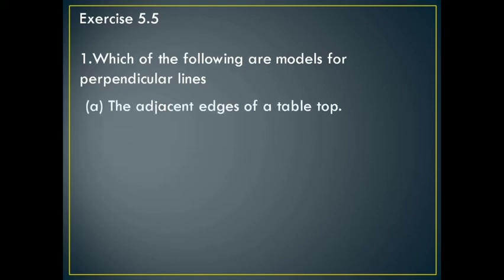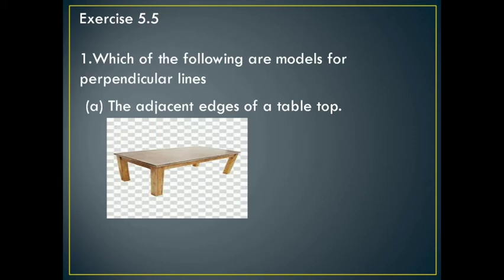A. The adjacent edges of a table top. Now dear students, look at this table. You can see this. Adjacent means what? Adjacent means nearby. These two edges are nearby, which are joined at one point. And at this point, you can see it is making a right angle, a 90-degree angle.